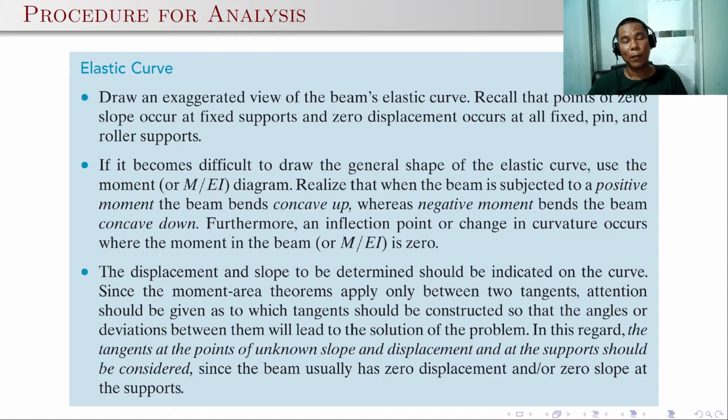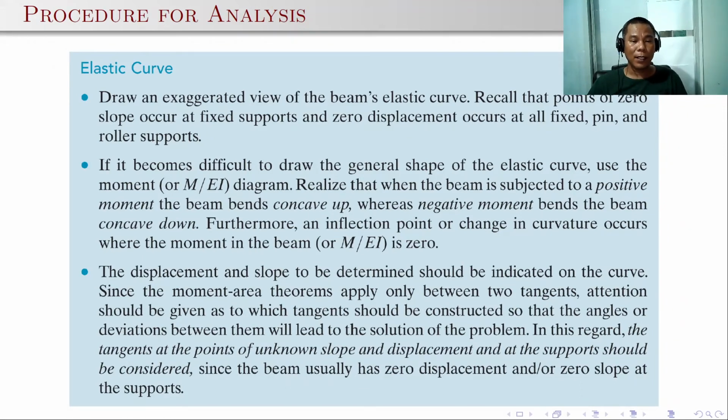Furthermore, an inflection point or change in curvature occurs where the moment in the beam or M over EI is 0. The displacement and slope to be determined should be indicated on the curve. It's very important. If you draw the free-body diagram, you can just directly draw this one.